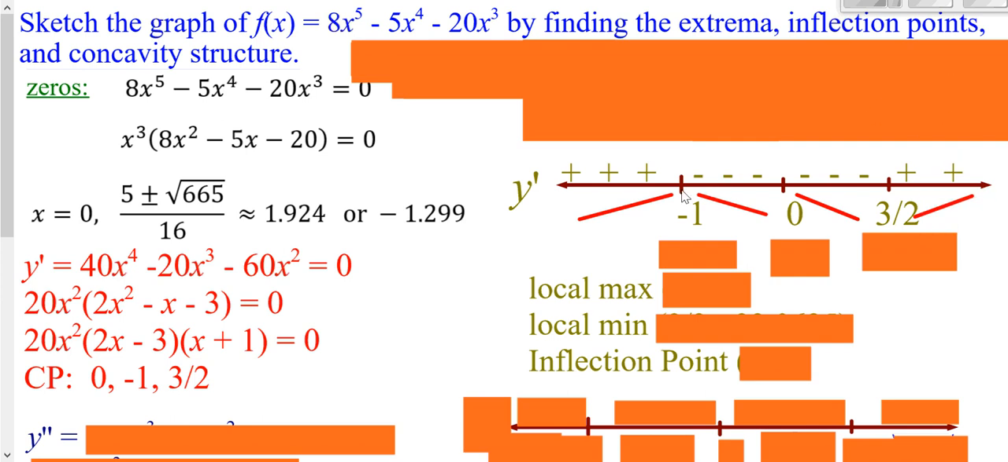So we have top of a mountain here, so we know that that's a max. We have bottom of a valley here, so we know that that's a min. Here you're going down and then still going down. You're not a mountain or a valley, so it's a point of inflection.